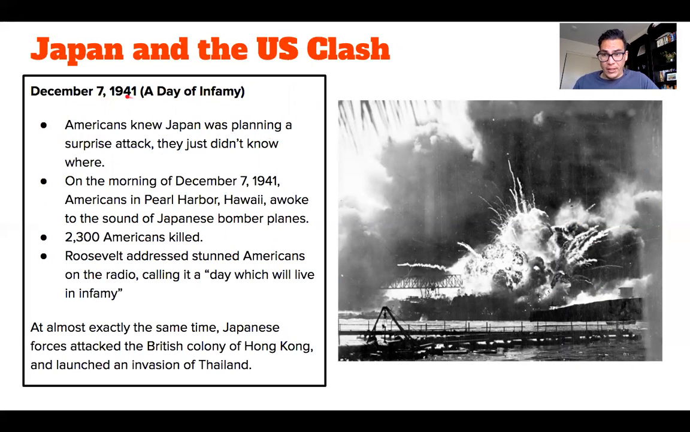December 7th, 1941, the day of infamy. This is the day of the surprise attack. Americans knew Japan was planning a surprise attack. We had broken the Japanese code. We were constantly hearing back and forth between Japanese airplanes and Japanese ships. They were planning something. They just didn't know where. On the morning of December 7th, we found out where.